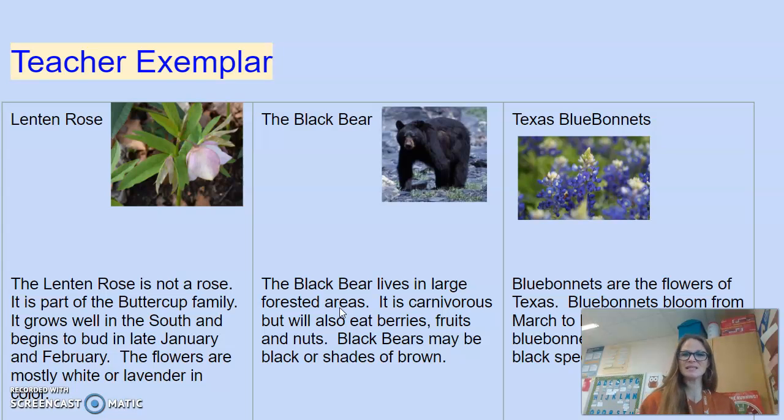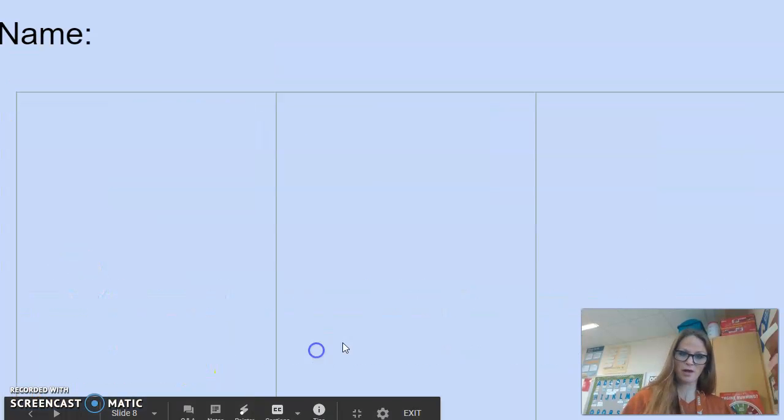And then here is something that Miss Shelton actually created. These are not available on factmonster.com, but she did some research and gave you kind of an exemplar of what your work should look like. So she gave the title of the plant or animal she researched, put the picture. So here's the Lenten rose, the black bear, and the Texas bluebonnets. And then she gave some facts about each one.